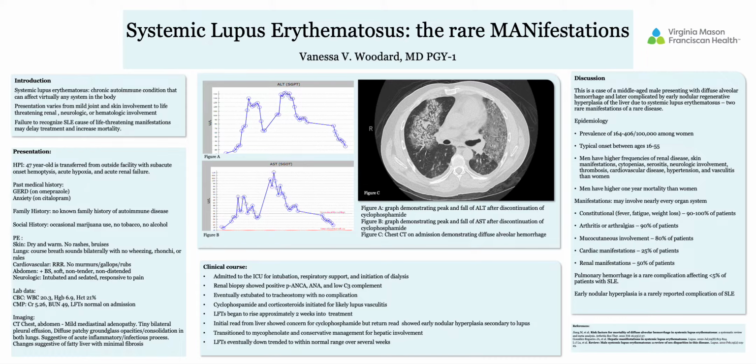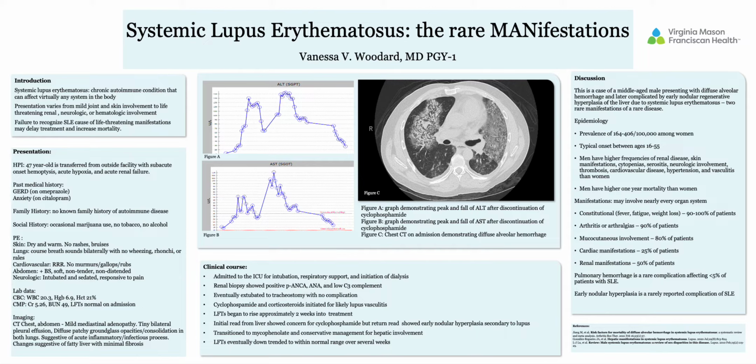Other systems commonly affected by complications of lupus include cardiac, such as myositis and pericarditis, pulmonary, such as pleuritis, neurologic involvement including stroke, seizure, and cognitive dysfunction, and hematologic complications including anemias and leukopenias.